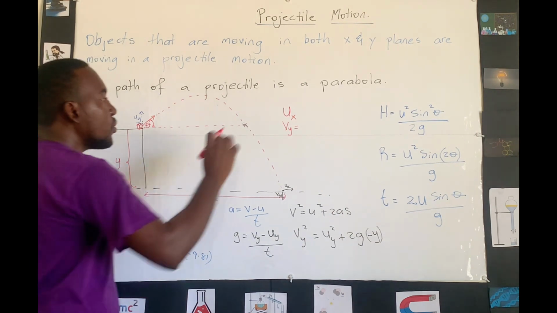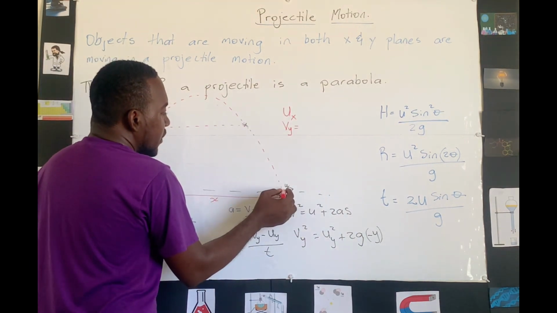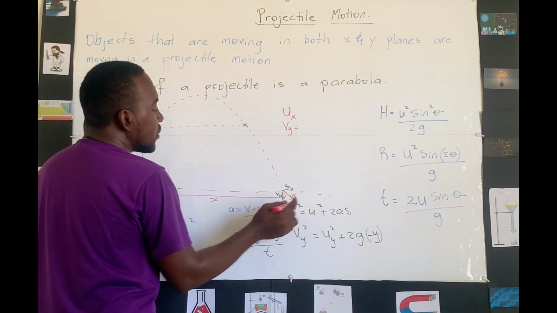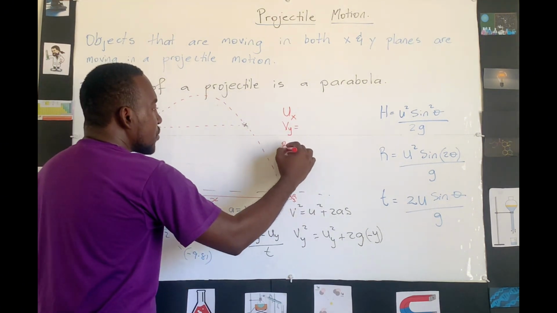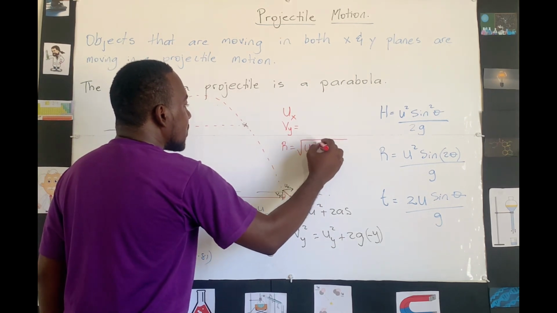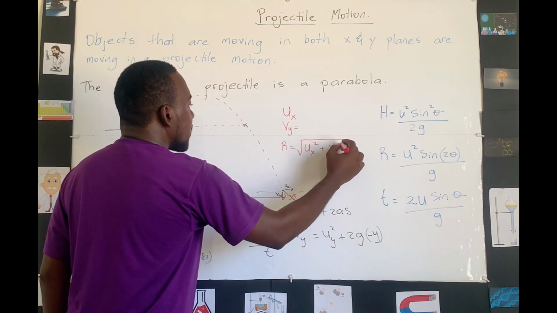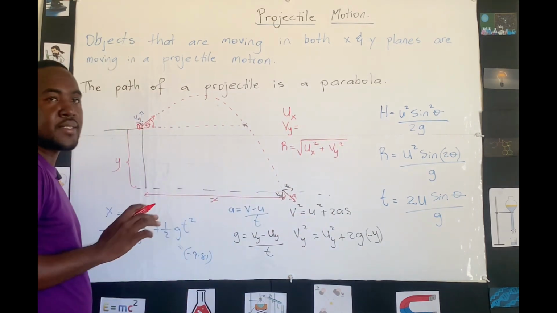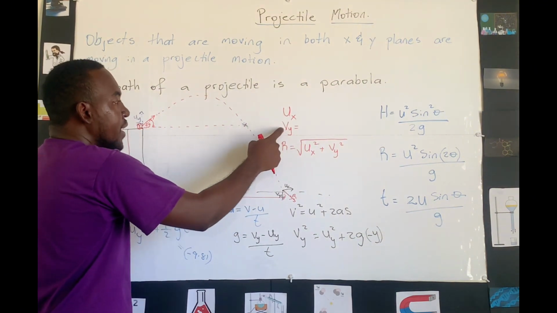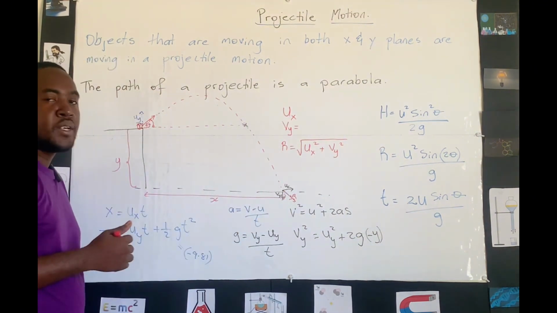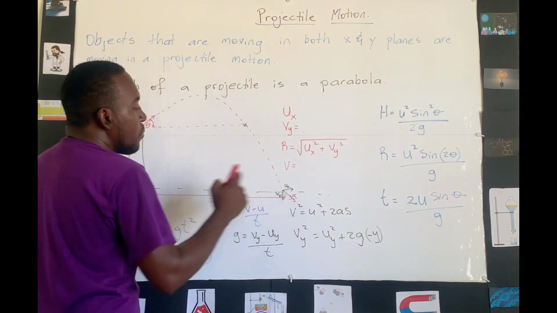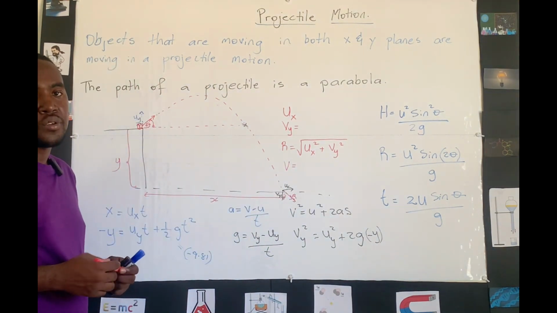Now, when we have both the x and the y, the velocity that it is going to hit the ground with would be the resultant between those, which would be Pythagoras theorem: the square root of ux squared plus vy squared. So we always, at that point, find the ux, the vy, and then we use Pythagoras theorem to give us the velocity at that specific point of contact with the ground.